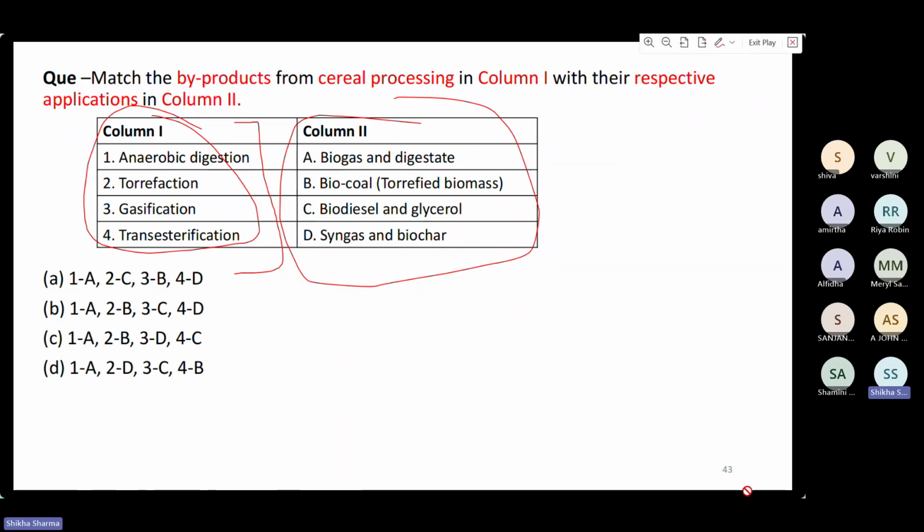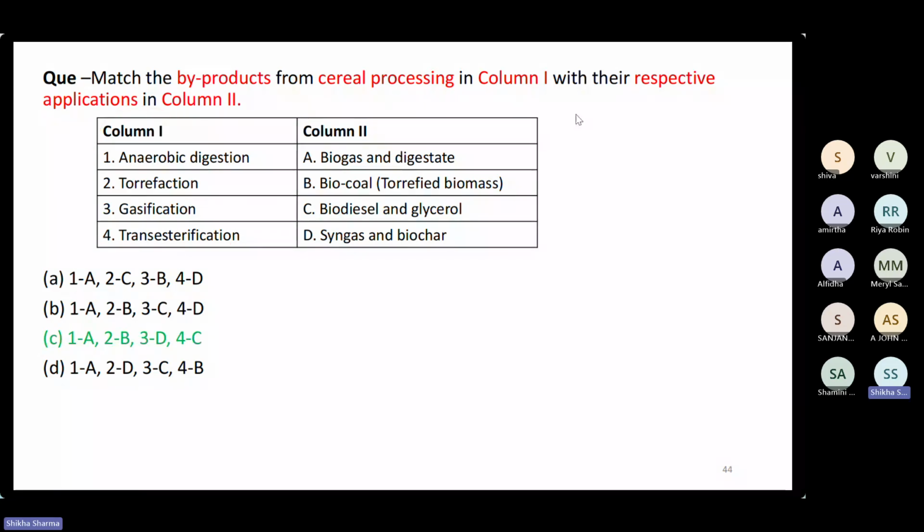Anyone who would like to answer this question? Shiva is saying C, so she's correct basically.